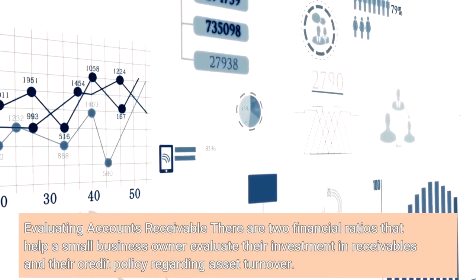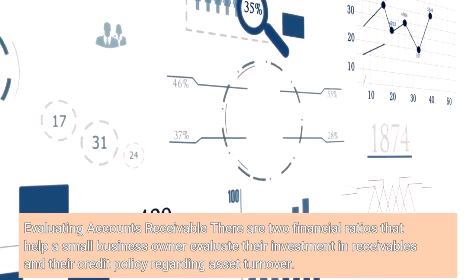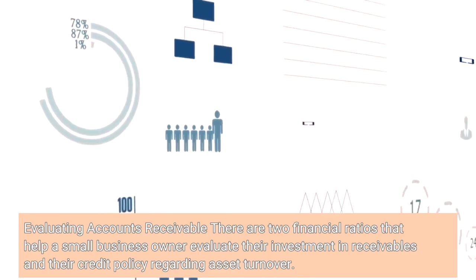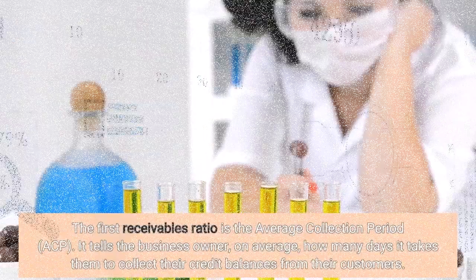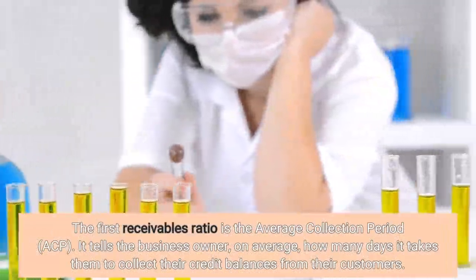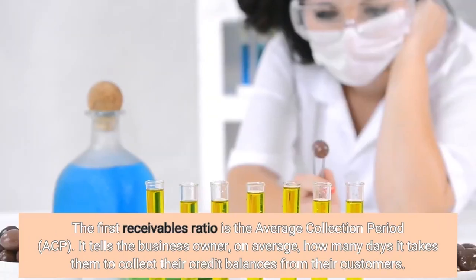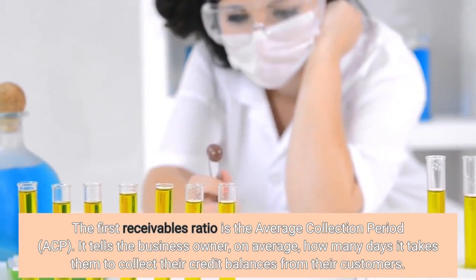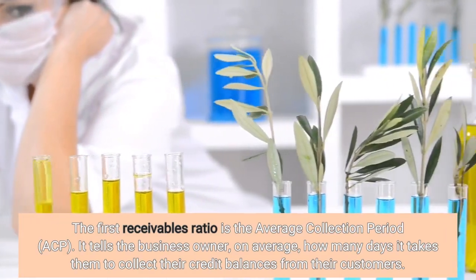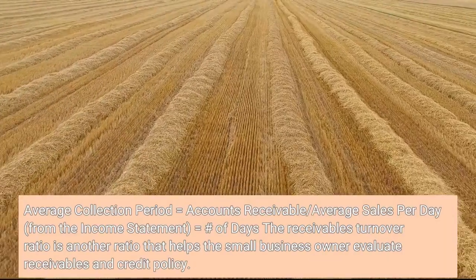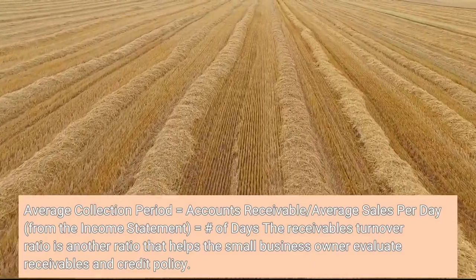Evaluating accounts receivable. There are two financial ratios that help a small business owner evaluate their investment in receivables and their credit policy regarding asset turnover. The first receivables ratio is the average collection period, ACP. It tells the business owner, on average, how many days it takes them to collect their credit balances from their customers. Average collection period equals accounts receivable / average sales per day, from the income statement, equals number of days.